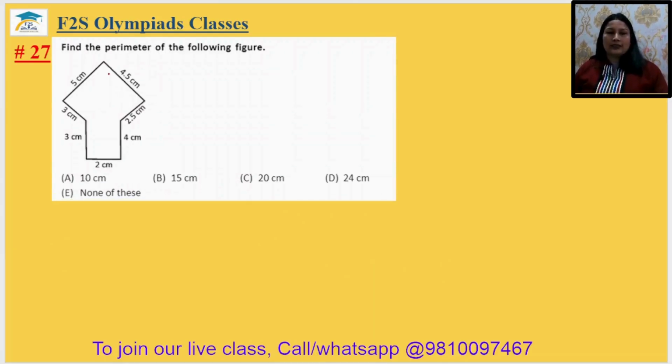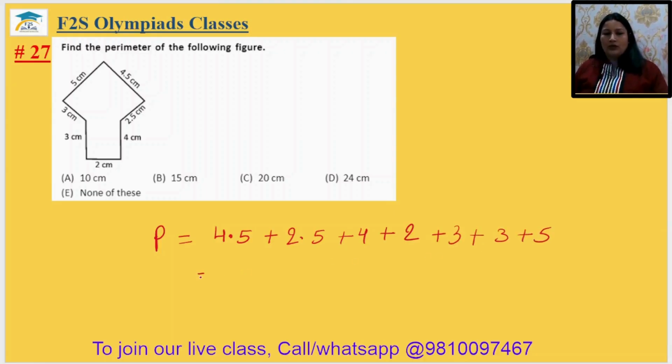Question number 27. Find the perimeter of the following figure. So perimeter of the following figure, we know that perimeter of any shape, any figure will be the length of the outside boundary. So 4.5 plus 2.5 plus 4 plus 2 plus 3 plus 3 plus 5. Here you will get 24 centimeter. It is in the option number D. The 27th answer is option D.